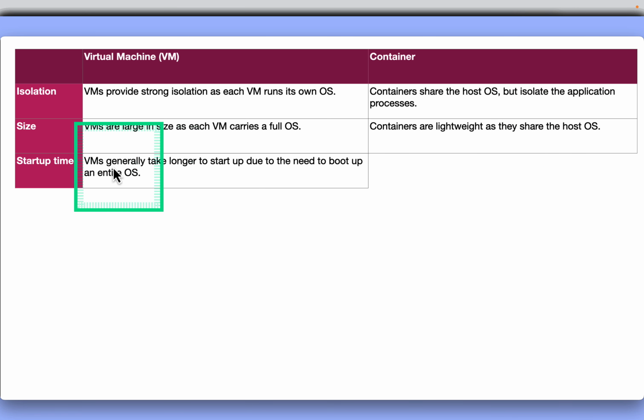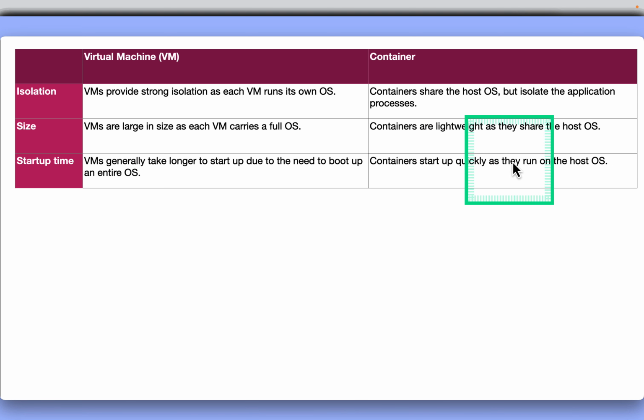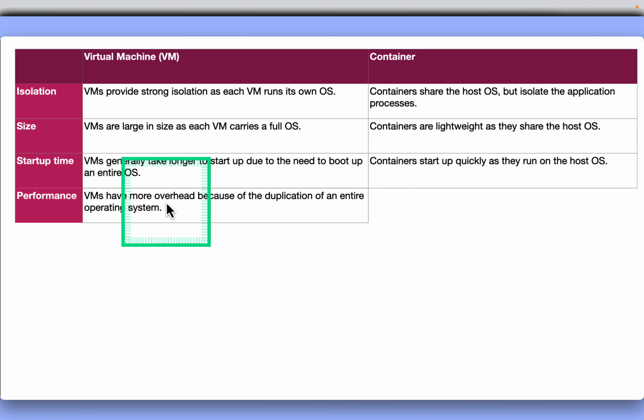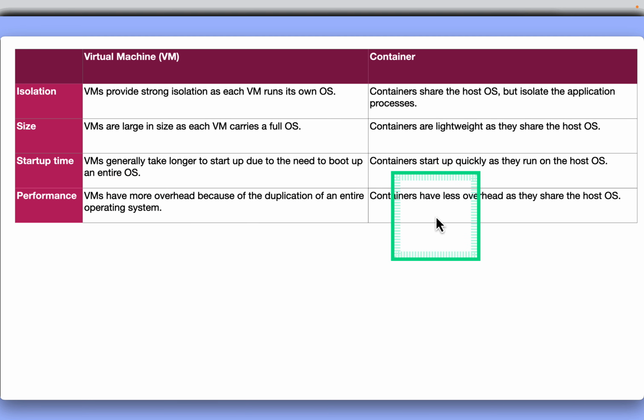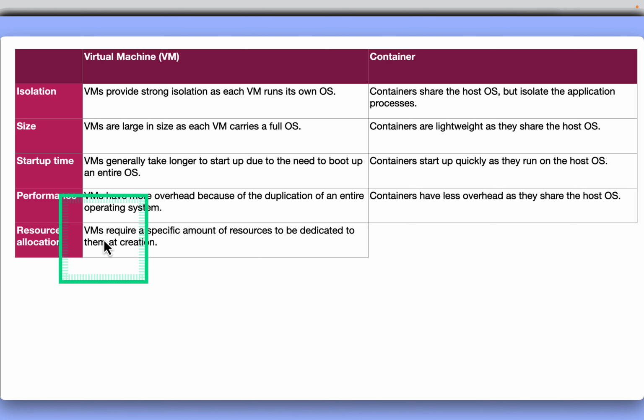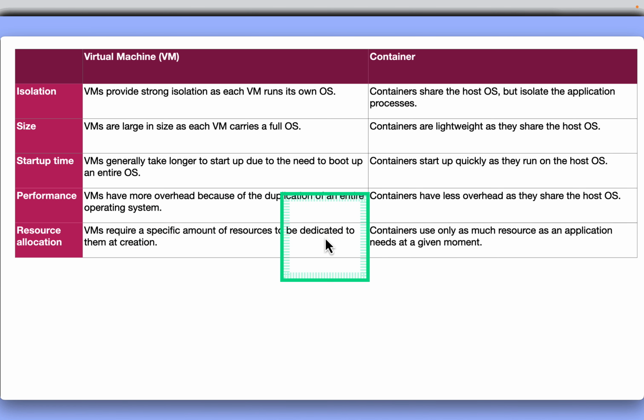Startup time. VMs generally take longer to start up due to the need to boot up an entire operating system. Containers start up quickly as they run on the host OS. Performance. VMs have more overhead because of the duplication of an entire operating system. Containers have less overhead as they share the host OS. Resource allocation. VMs require a specific amount of resources to be dedicated to them at creation. Containers use only as much resource as an application needs at a given moment.